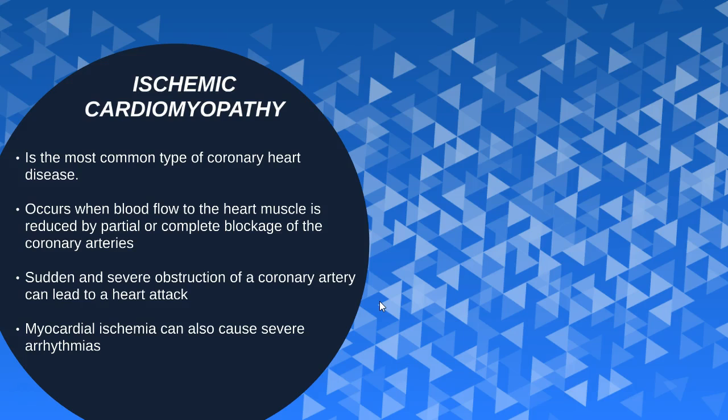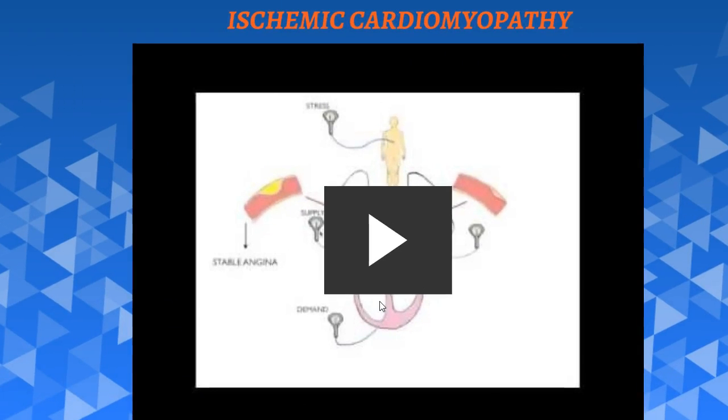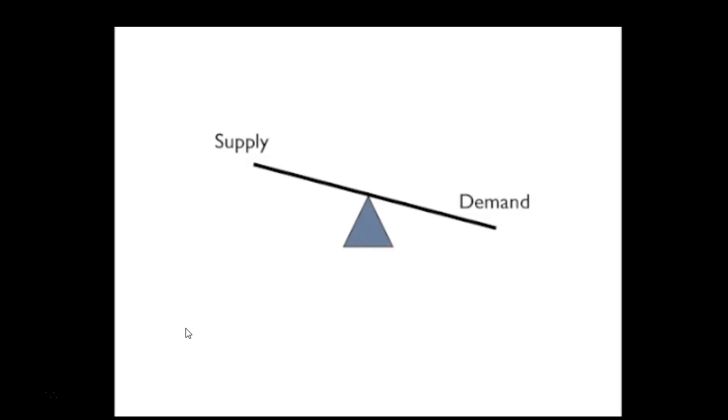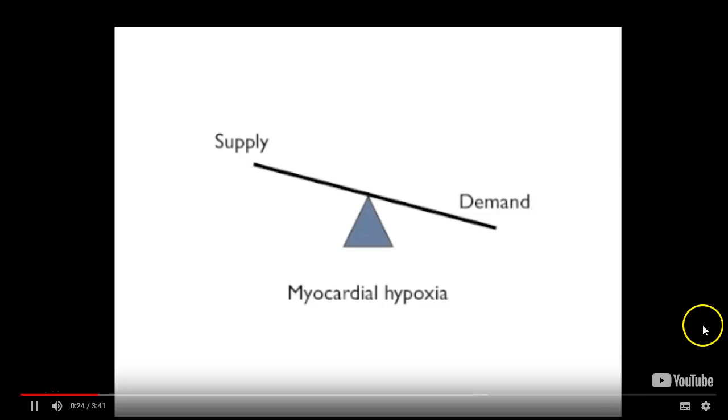Sudden and severe obstruction of a coronary artery can lead to a heart attack. Myocardial ischemia can also cause severe arrhythmias. When the supply of oxygen is reduced, myocardial hypoxia may ensue, particularly if compounded by situations that increase demand.